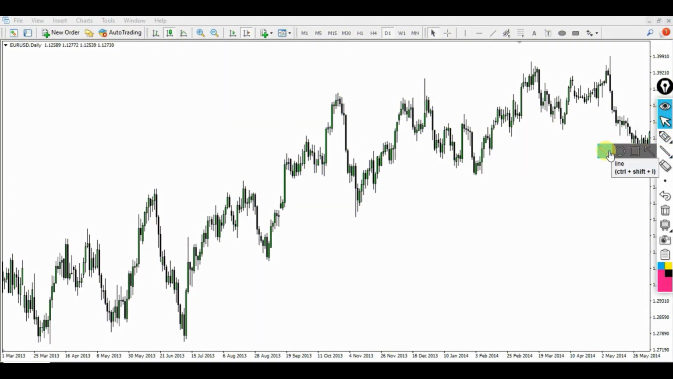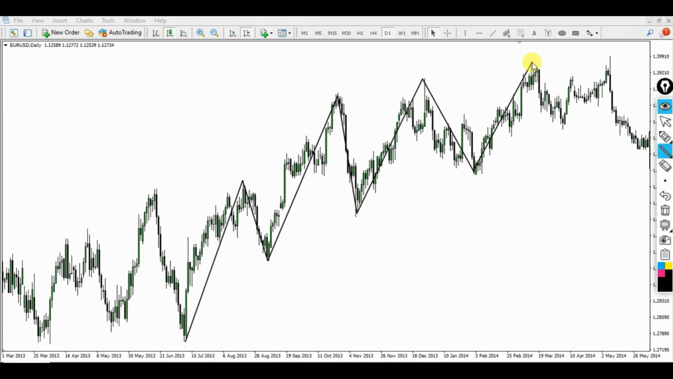This is the Euro USD daily time frame chart. We can see here a perfect uptrend with swing highs and lows. Higher high, higher low, higher high, higher low, higher high, higher low, higher high, higher low. Now the market didn't make a higher high, and made a double top. This is a perfect one-way up direction.